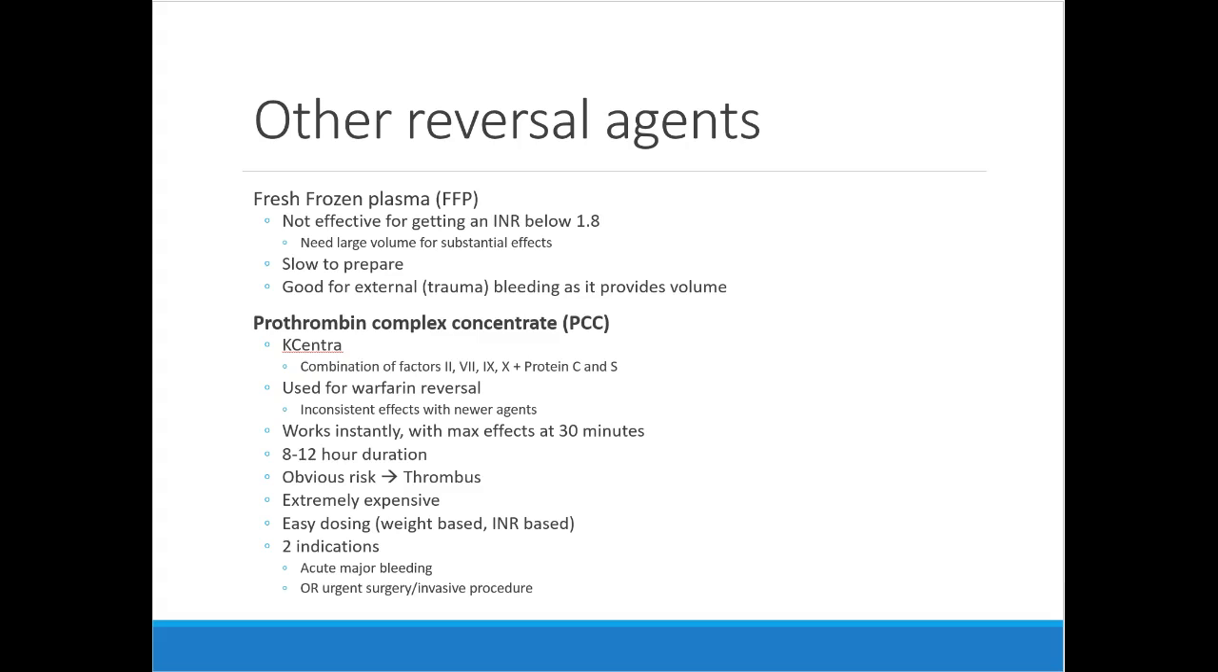Other reversal agents: fresh frozen plasma is something that can be done for warfarin patients to get an INR to 1.8. It's very difficult to get an INR much lower than that. You also need a large volume of fluid, and it could be problematic to get that much. And there's another medication called PCC, or prothrombin complex concentrate, and this is very fast acting. Basically, it's like giving somebody clotting factors intravenously, that's really what it is.